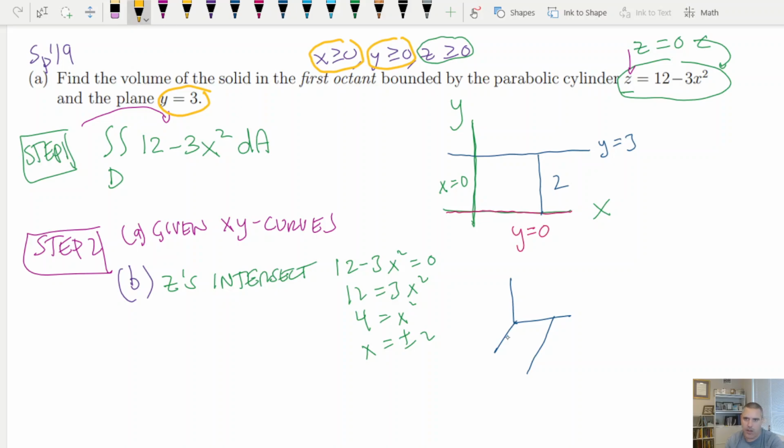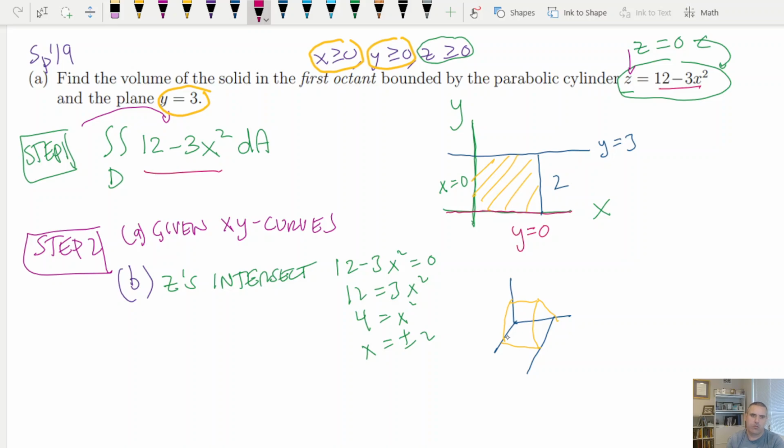If in fact I was going to graph this, here's what it looks like. And the reason we were confused is because the surface itself contributes the other boundary. And then we're finding that volume. Okay, this is a rectangular region. Mostly I just want to talk about that piece.